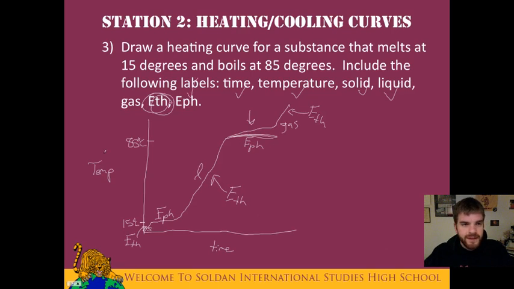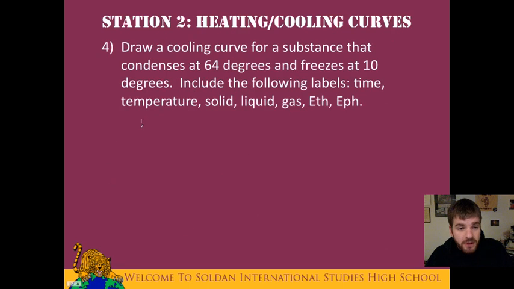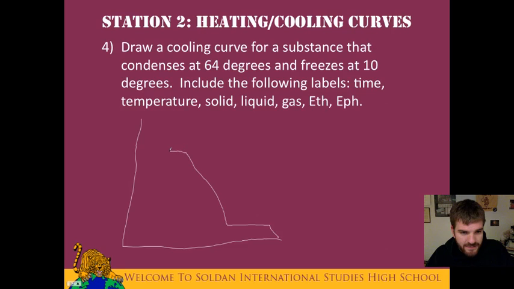Okay, fantastic. Number four, this time it's a cooling curve. And so I like to do it backwards, actually. It's a heating curve. A substance that condenses, vocabulary word, from gas to liquid at 64 degrees. Here's our gas. Here's our liquid. So this is the point at which it condenses. So this is 64 degrees Celsius.